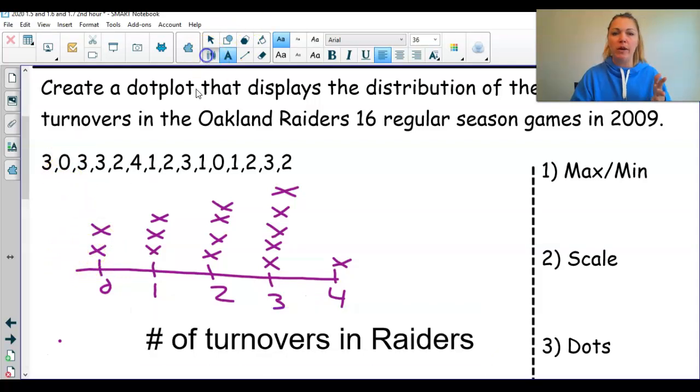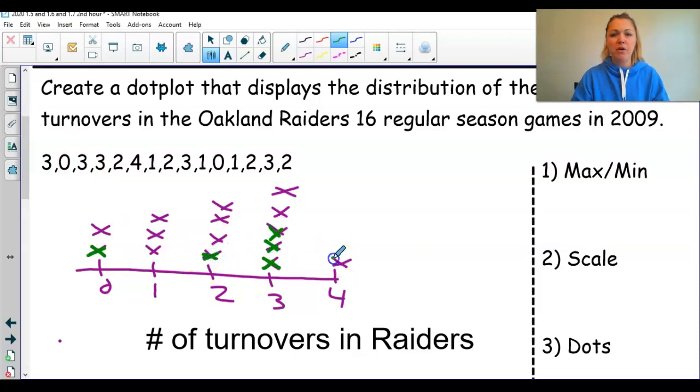Now, I don't go in order. I would start with 3, right? So this 3 went there first. I put an X there, okay? Then next I see a 0, so I put an X there, right? And I just keep going. Oh, I saw another 3. And then another 3. And then a 2. And then a 4. Now, why am I doing this? I want to show you here. And then a 1. Okay, so here's the catch.